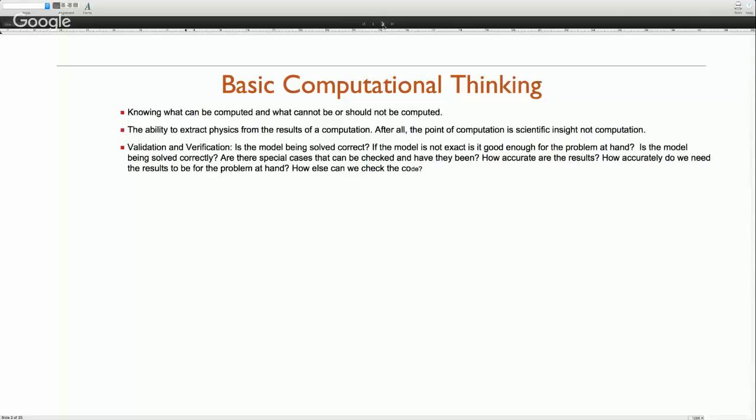So I think basic computational thinking, despite the name basic, is actually very hard to teach students. And it's hard to teach students really what should be computed and what they should not compute and how to extract physics from a computation. Because after all, what we really want is scientific insight. And I think it's also hard to teach students about validation and verification. You know, is the model the right model? Is it good enough? Are you solving it correctly? And what do the results mean? And what can you do to check the code?